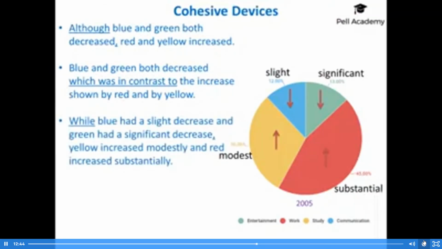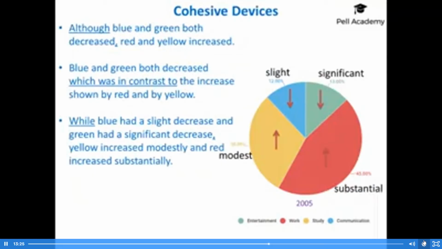And number 3, while blue had a slight decrease and green had a significant decrease, yellow increased modestly and red increased substantially. So now I'm starting to use my adjectives and my adverbs to give a bit more depth to the overview. And here, compared to the first 2, this is going to be considered better, because you don't want specific information, but you still want to give a better idea of what's happening. So that would be considered a better overview. Obviously, using the correct names of the categories, but that would be a better overview than the other 2.